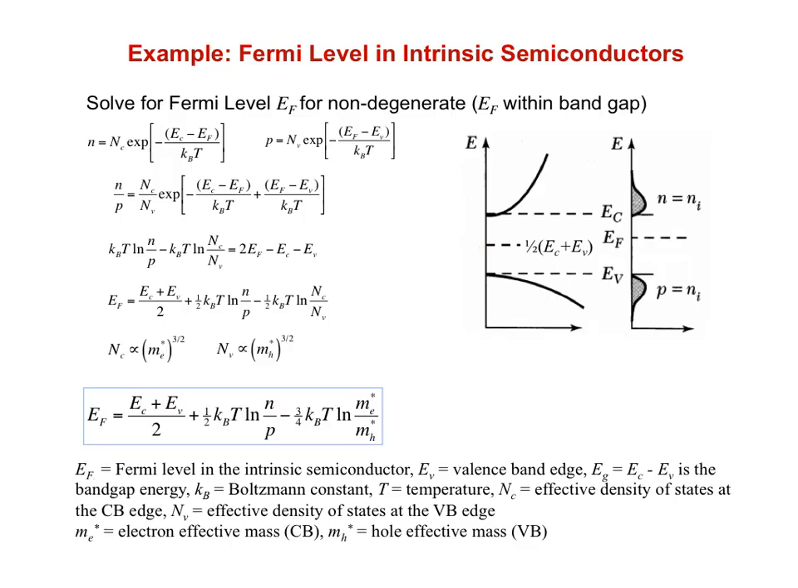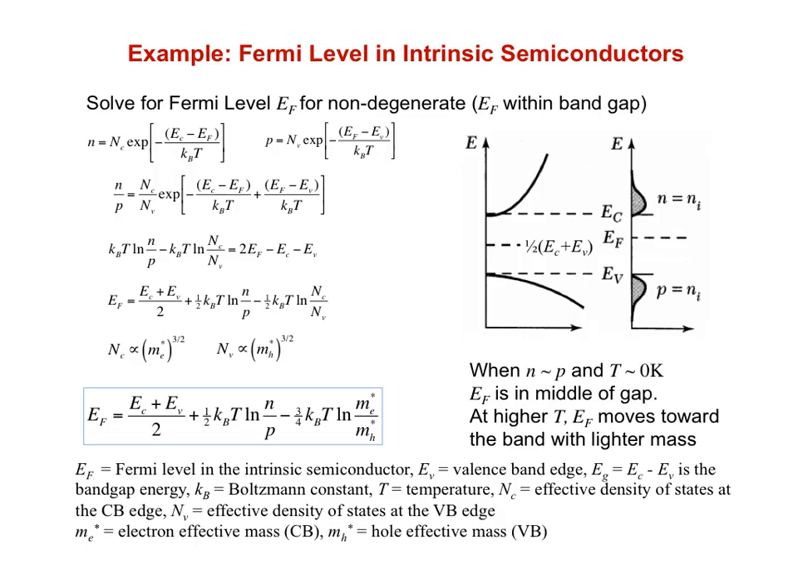Because we are more familiar with band masses rather than the effective density of states, we can replace the logarithm of the ratio of the effective density of states with the logarithm of the ratio of the effective masses. Because the power of the effective mass is to the 3/2 power, we multiply by another 3/2, getting 3/4 here.